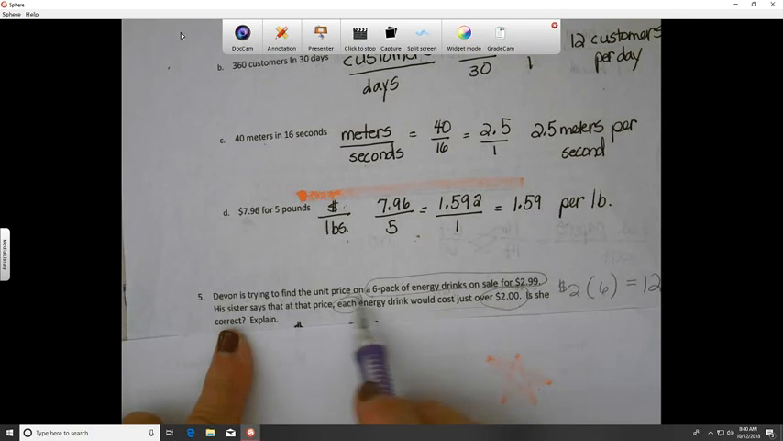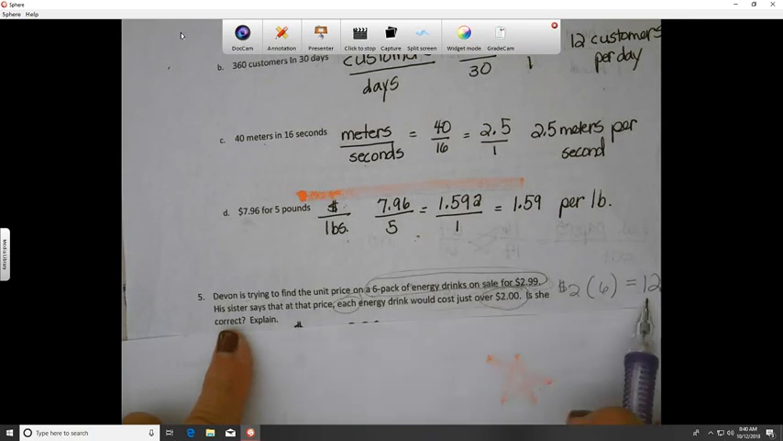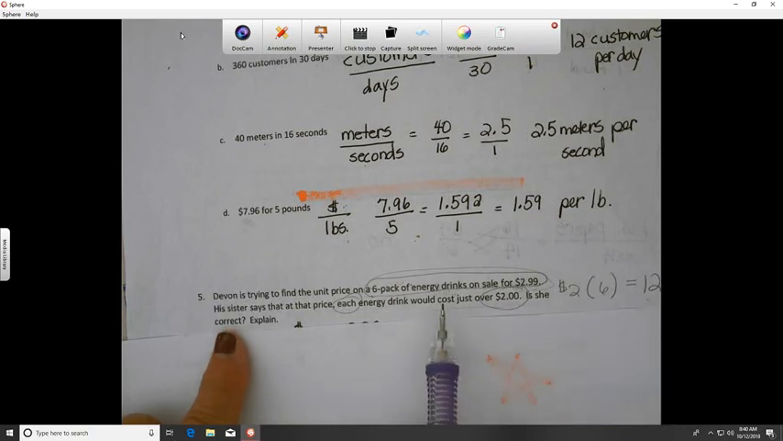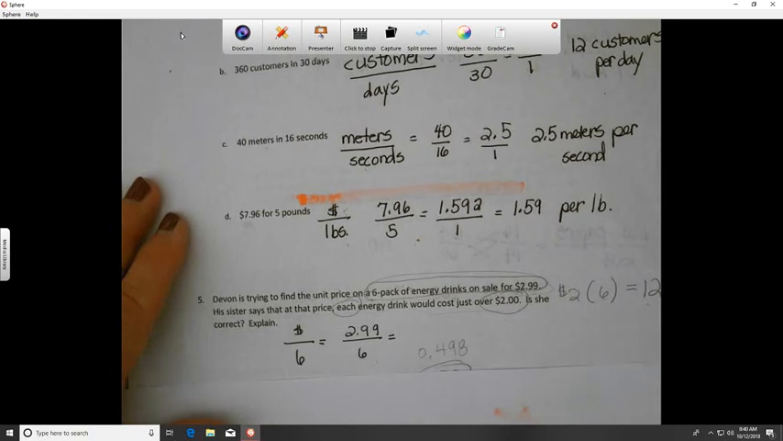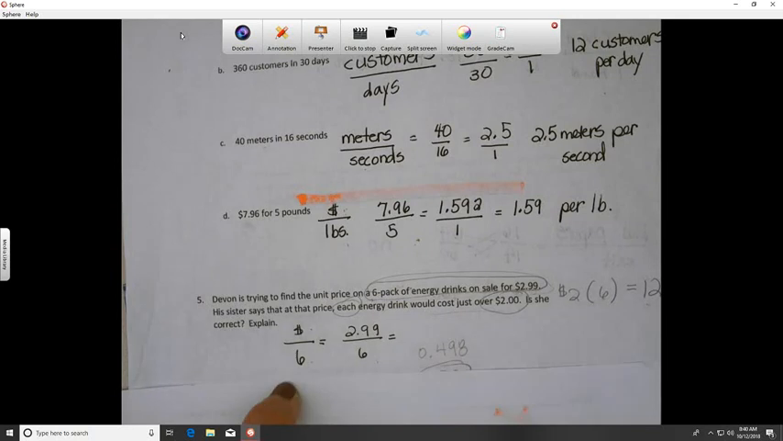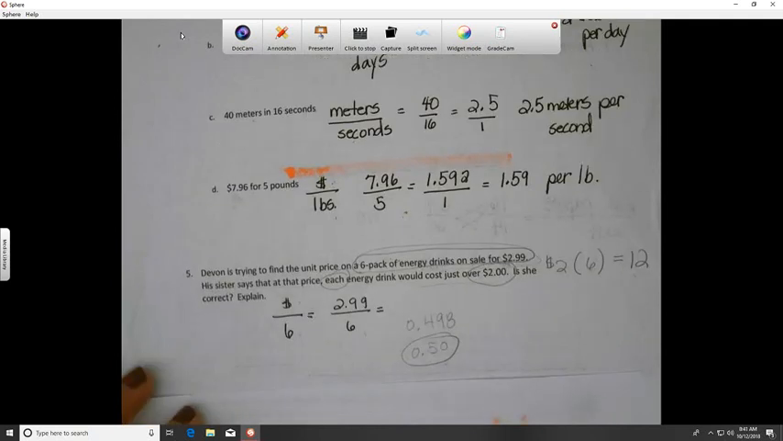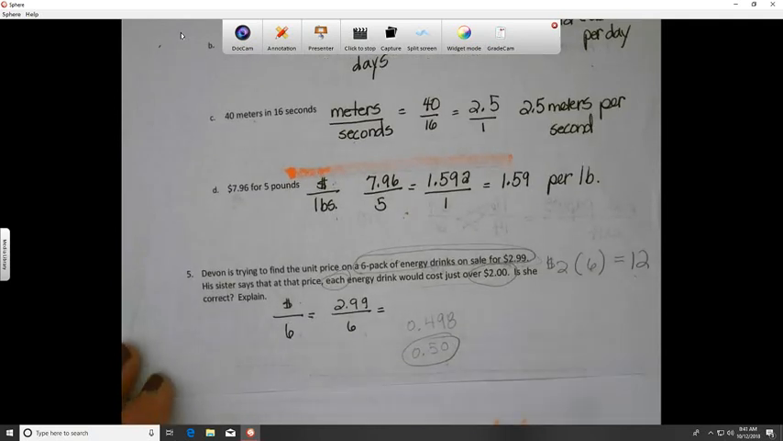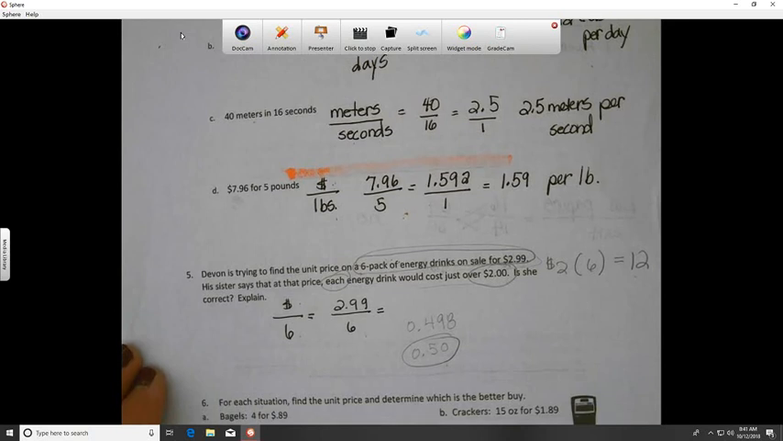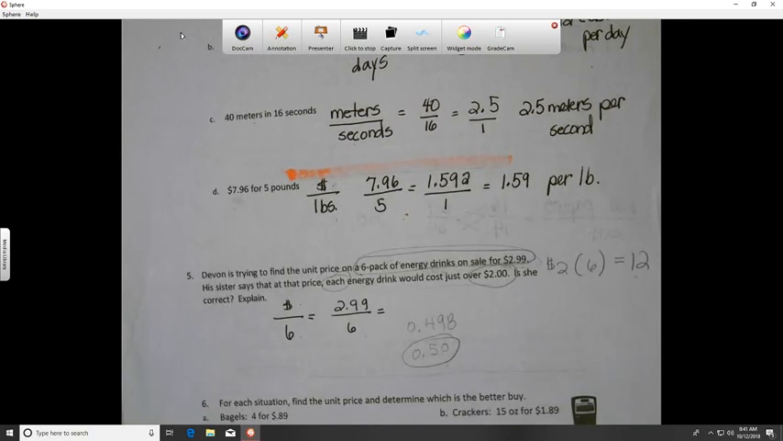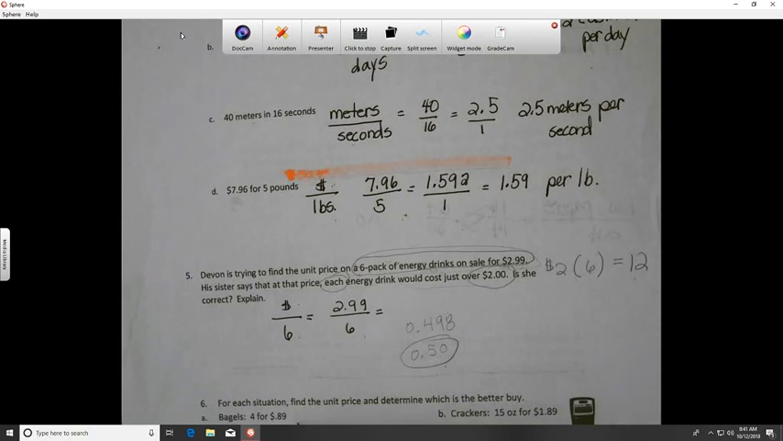She's trying to find the unit price, $2.99 for 6. You want to pay $12 for 6 or $2.99 for 6? $2.99. Or you could have found the unit rate, which was dollars over the number of cans or bottles of drink, and you would have come out with 50 cents, rounded to 50 cents. And then the last one, I would like someone to tell me how they set this up to find the better buy.